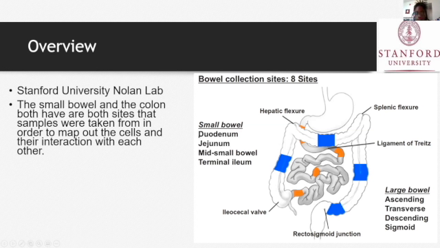From beginning to end, you start with the duodenum. Right here, you have the duodenum, the mid-small bowel, and then the terminal ileum. You have the ascending, transverse, descending, and sigmoid colon.